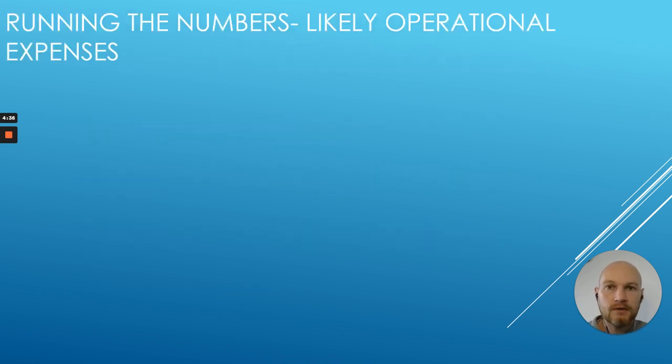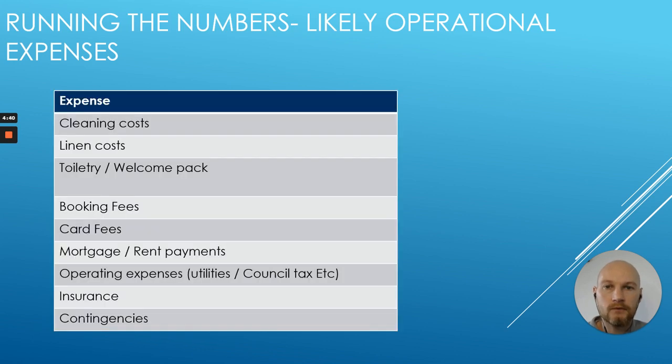So run the numbers. Basically, these are the likely operational expenses. Once you've gone through this, there is a spreadsheet in the links. Download that, go away to your area on the Rightmove and update it. These are just likely expenses. It will vary depending on areas.